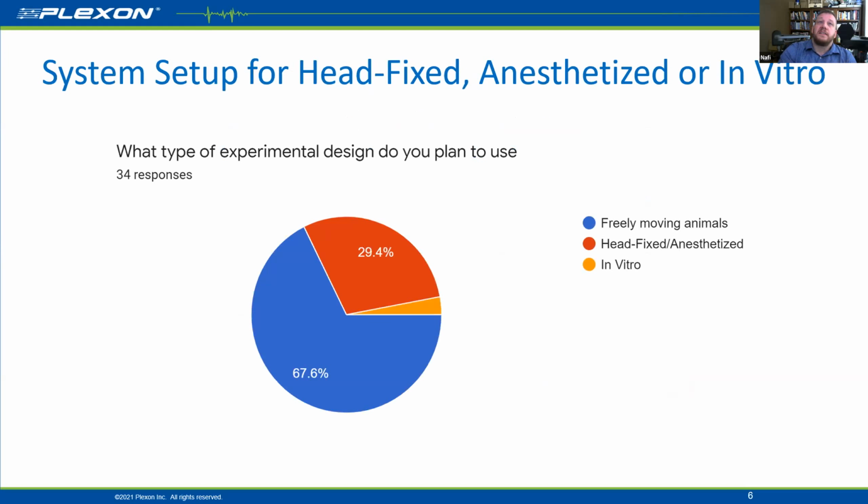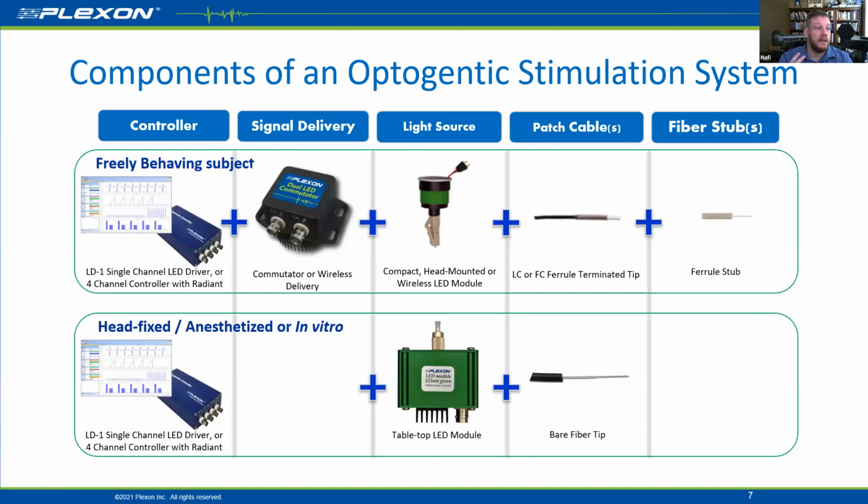So we asked what kind of experimental design you plan to use. It looks like the majority are using freely moving animals, but also a significant amount using head fixed or anesthetized subjects. And also a few people using in vitro. So next, let's go over how the system differs depending on whether you have a freely moving subject or not.